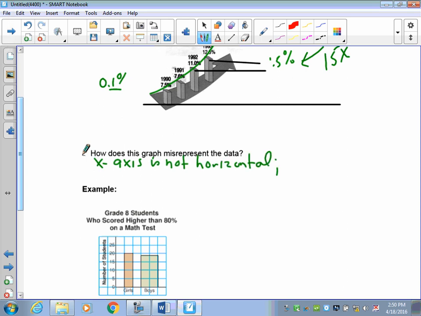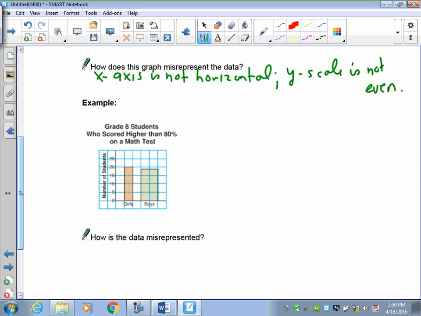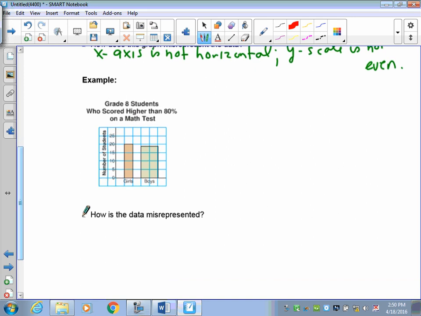And of course, the vertical scale, the y scale, is not even. Okay? Let's go to some of the easier ones. Grade 8 students have scored higher than 80% on a math test. How is this data represented? Well, when you first glance at it, area equals amount in most people's heads.